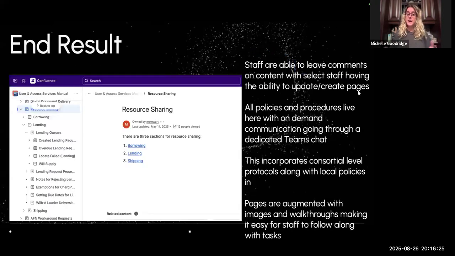So this is what it looks like now. I'm only showing you the resource sharing section. Staff are able to leave comments on content, with select staff only having the ability to update and create. This makes sure that we're not deleting anything by accident. All of our policies and procedures live here, as well as our consortial level protocols. If we have on the go or on demand communication that's necessary, we use our dedicated Teams chat. And our pages are augmented with images and walkthroughs, making it easy for staff to follow along with specific tasks.